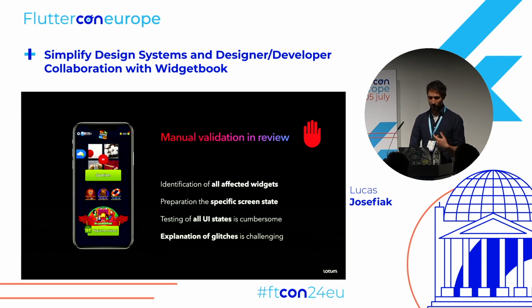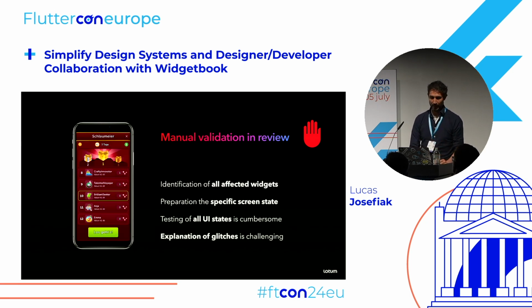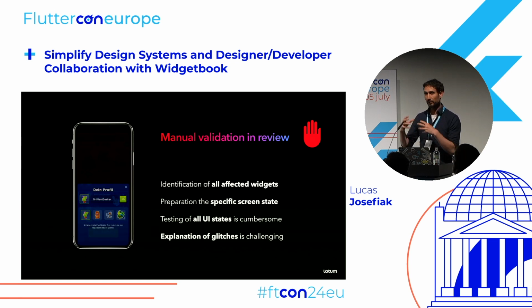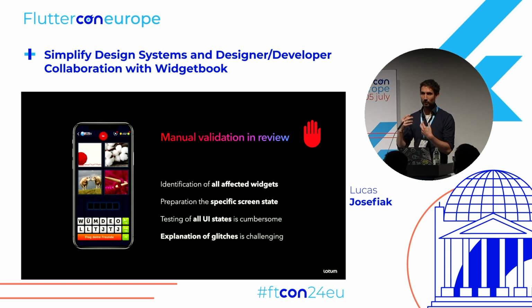Without Widgetbook, it was not that easy to identify and locate all the affected widgets of a feature in a review. At first, you had to enter and prepare the specific screen state and verify the design and the embedding of the widget in the app. The testing of all the UI states was also quite cumbersome because, as a reviewer, you had to identify by the embedding code how the app state needed to be changed to really visualize the widget in the corresponding state that you wanted to test. And when the designer discovered a glitch in the review, it was not easy to address because you had to communicate in detail how the state could be reproduced using just the normal production or beta app.